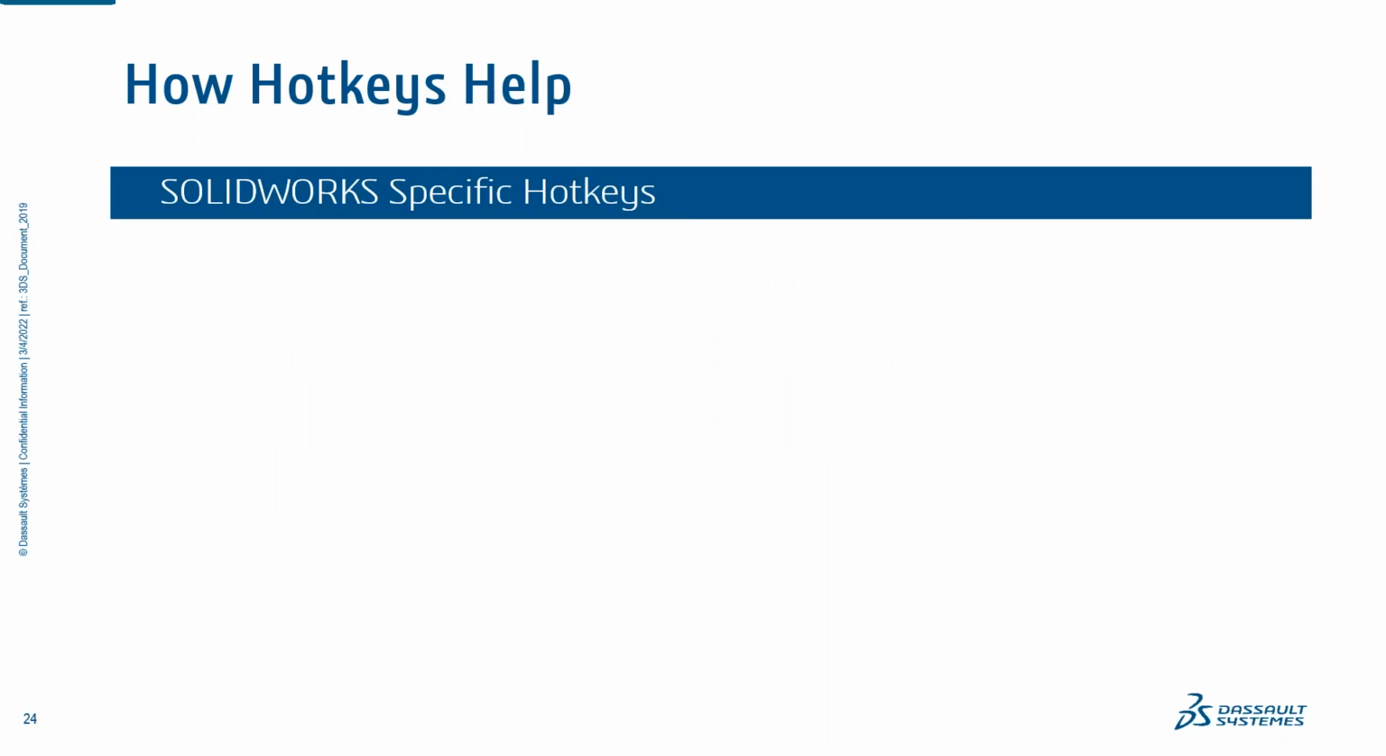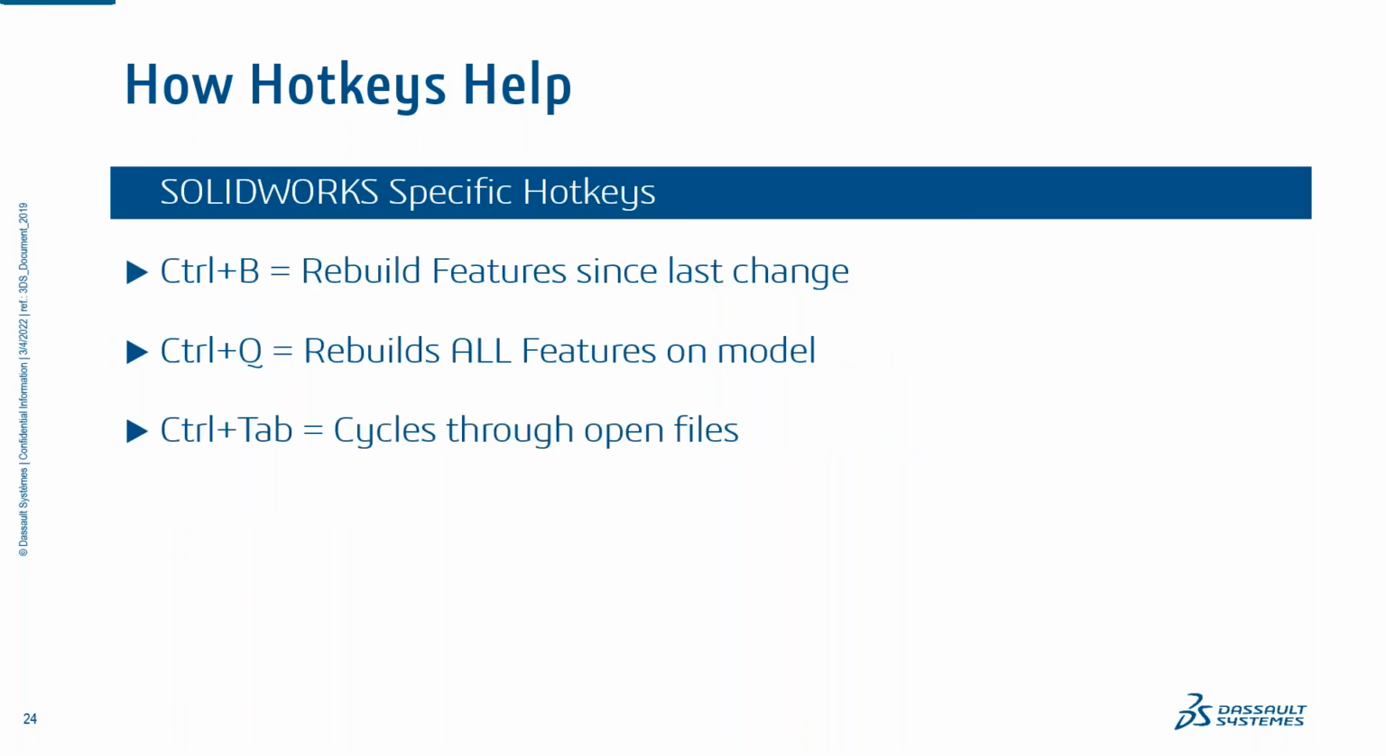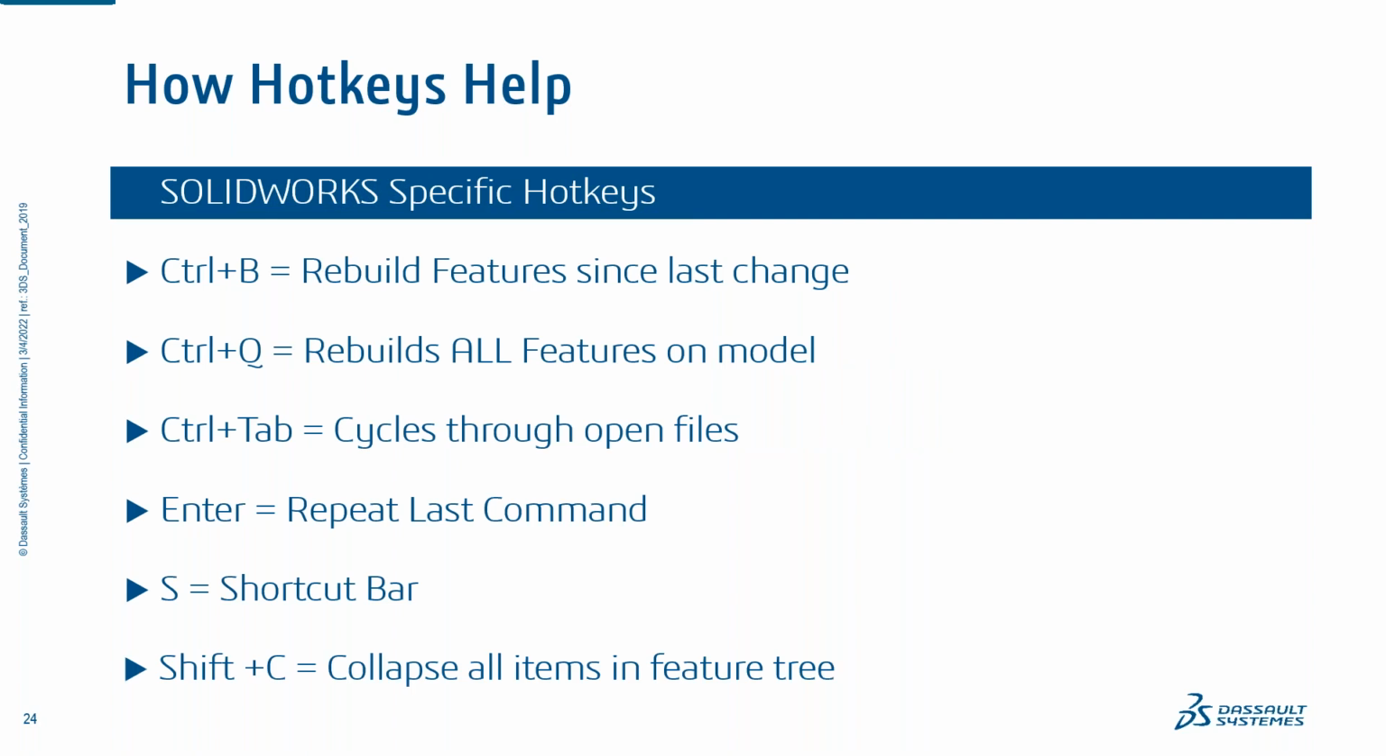Some SOLIDWORKS specific hotkeys that we have. Control-B rebuilds only the things you change in the feature tree. So you add a hole, or you have a hole that you modify. Control-B takes that and rebuilds only that hole. Let's say you've got 50 items in that feature tree, you only modify 2 of them. That'll only rebuild those 2.